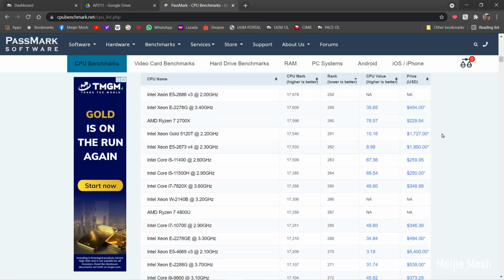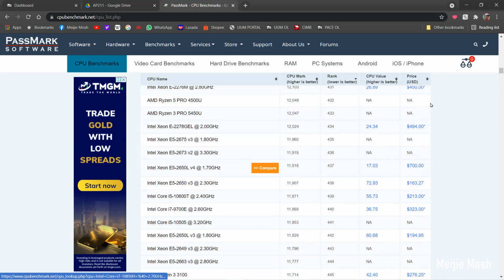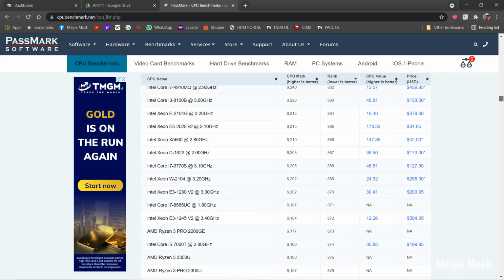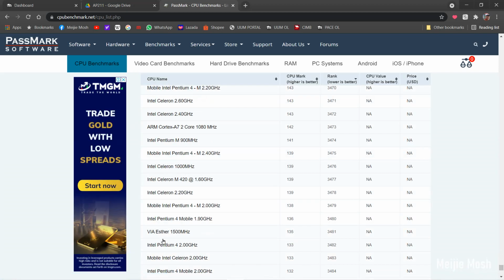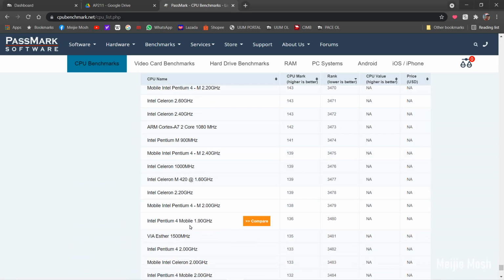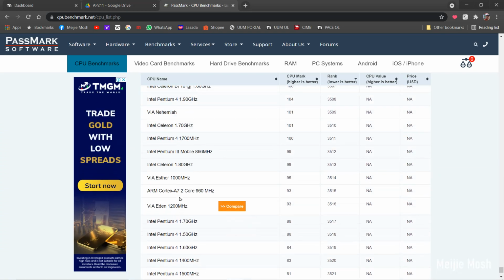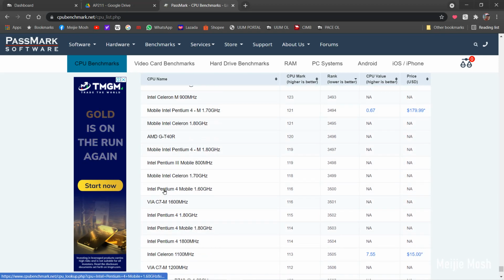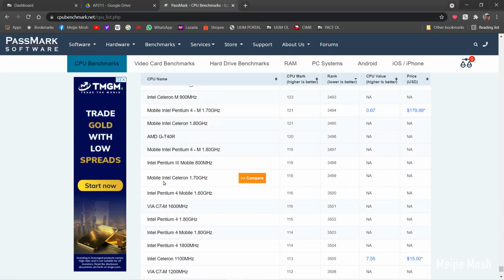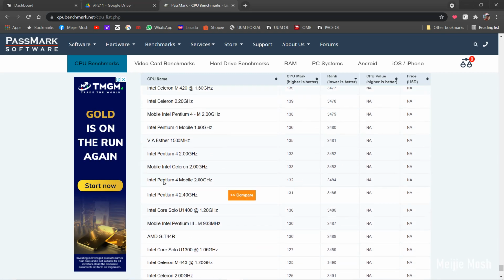Okay, so here is the list of the CPU names. We can see there are a lot of them, until at the end we can find the Intel Pentium, Intel Pentium 4, Intel Celeron, ARM Cortex, VIA Eden, VIA Nehemiah, and Mobile Intel Celeron. These are quite old CPUs.